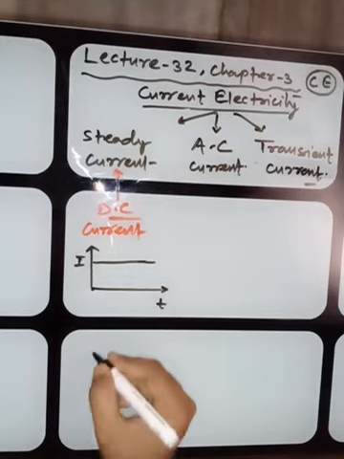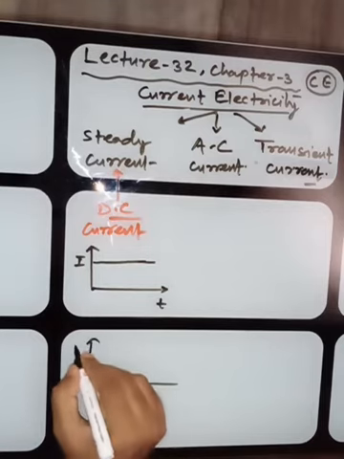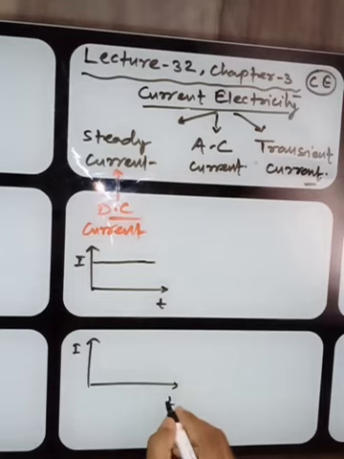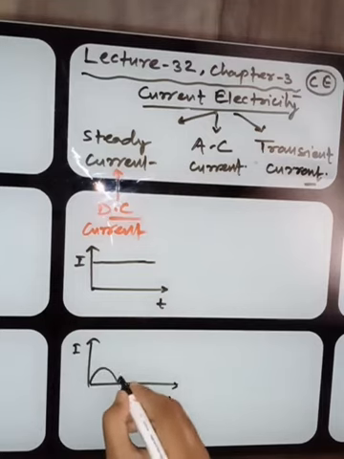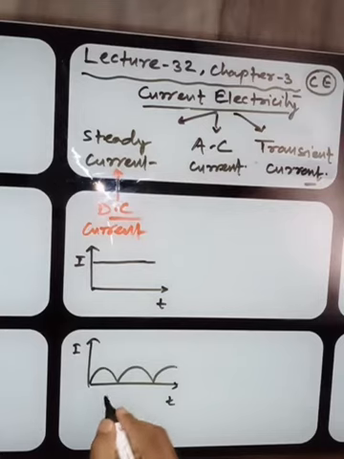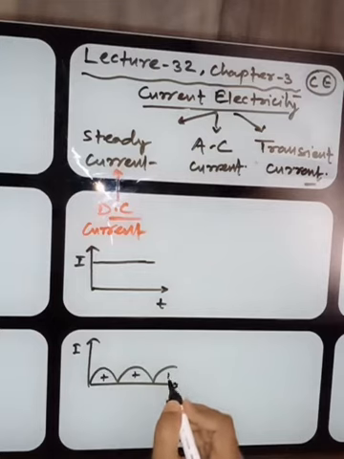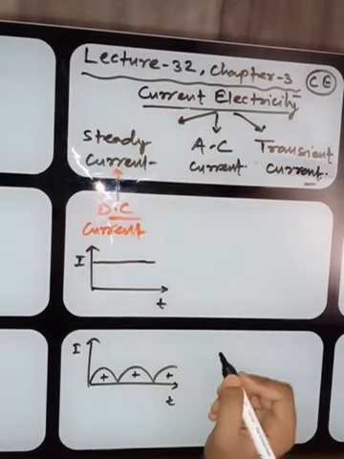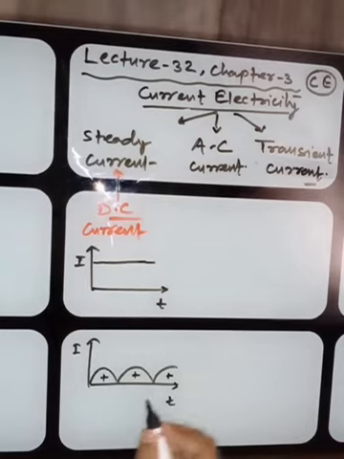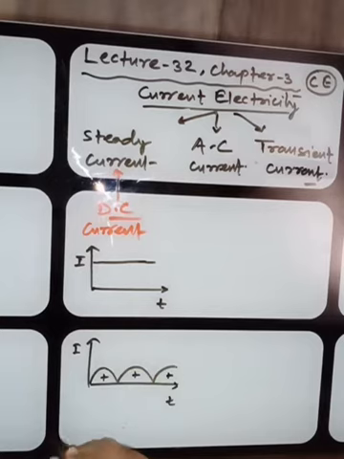If you are making the diagram, this is the current, and this is the time, and this one is the graph. Of course, this is also the DC current, but this is not the steady current because its magnitude is changing everywhere, but it is moving in one direction, that is the positive direction. That's why this is also DC current, but that is not the steady current. This is the steady current.